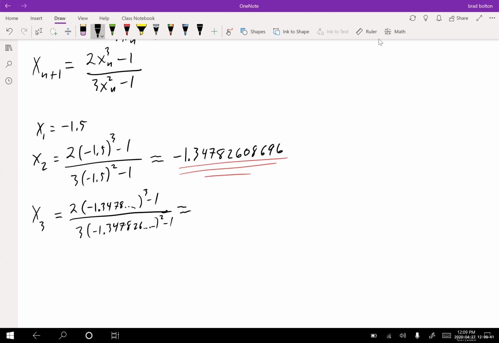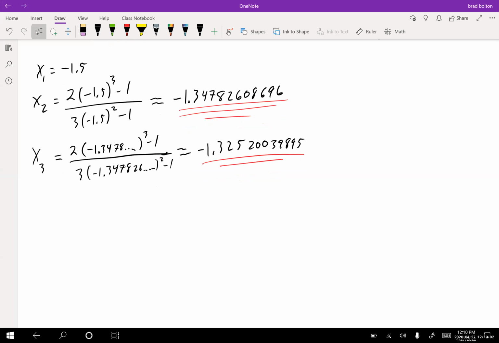When you enter that in, you should get approximately negative 1.32520039895. Now again, you might get slightly different than me because I believe your calculator only has so many decimals it can go to, but this is now my new x sub 3.